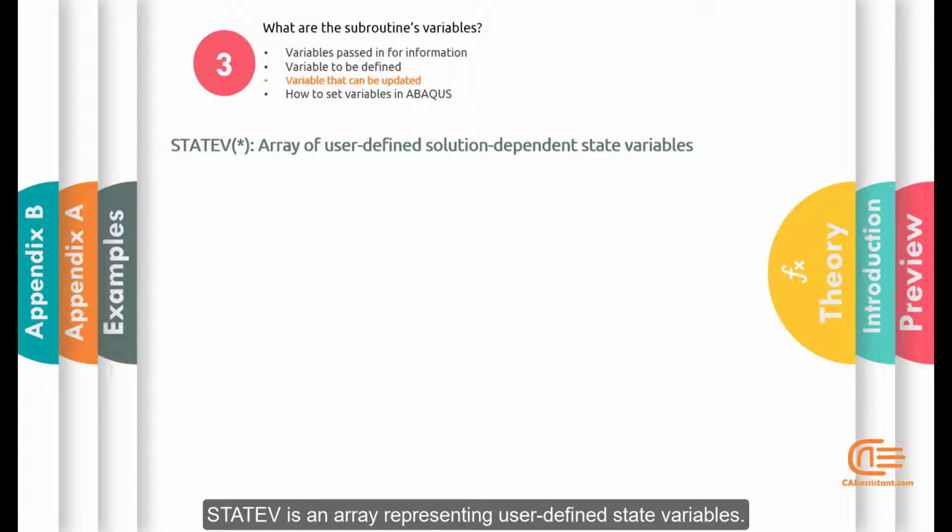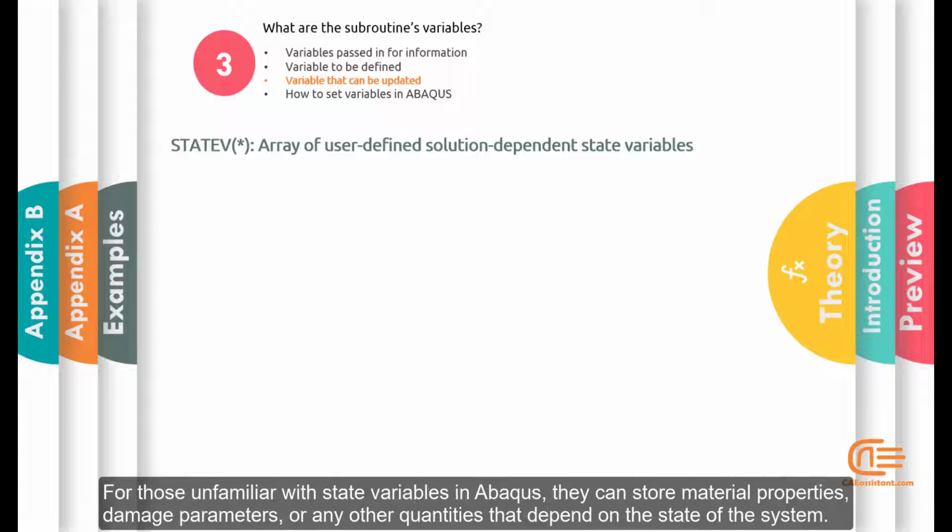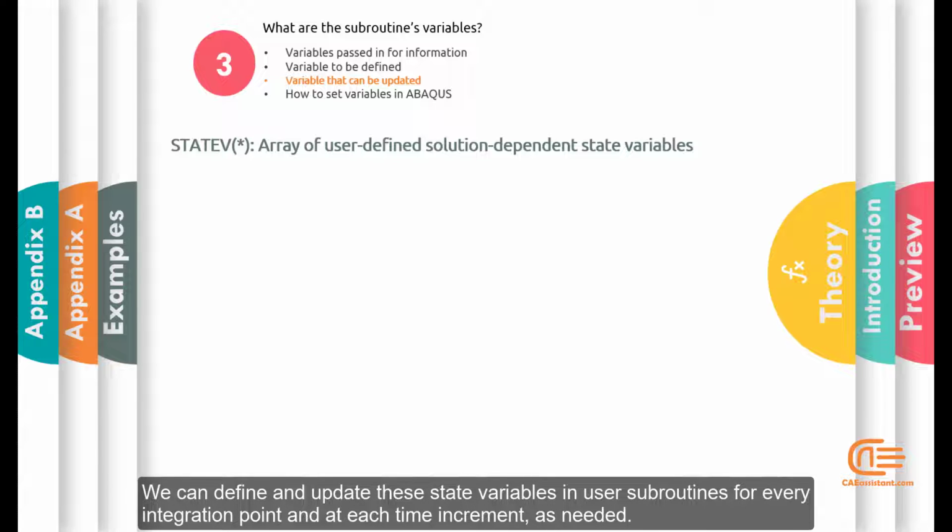State V is an array representing user-defined state variables. For those unfamiliar with state variables in Abaqus, they can store material properties, damage parameters, or any other quantities that depend on the state of the system. We can define and update these state variables in user subroutines for every integration point and at each time increment as needed.